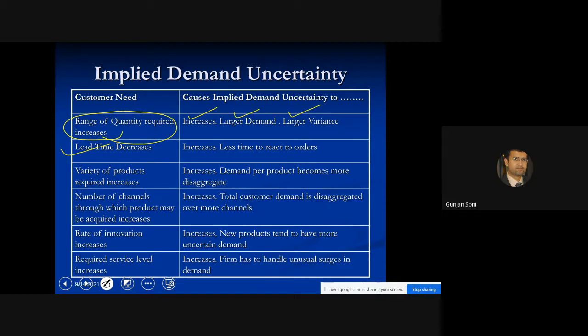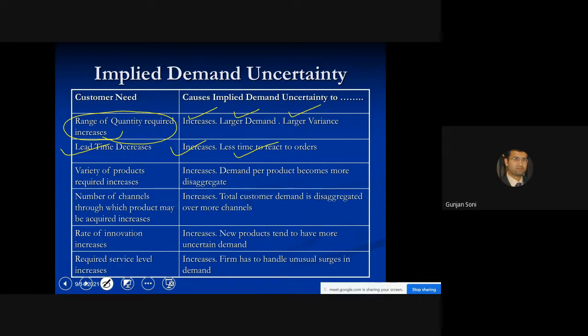So then what's going to happen is your implied demand uncertainty is going to increase. Why is it going to increase? Because for the simple reason that the customer is less willing to wait, and in that jiffy, you don't know that if you keep the product, if that product comes in 6 days, that customer may or may not take it. Okay, so you get less time to react to orders.